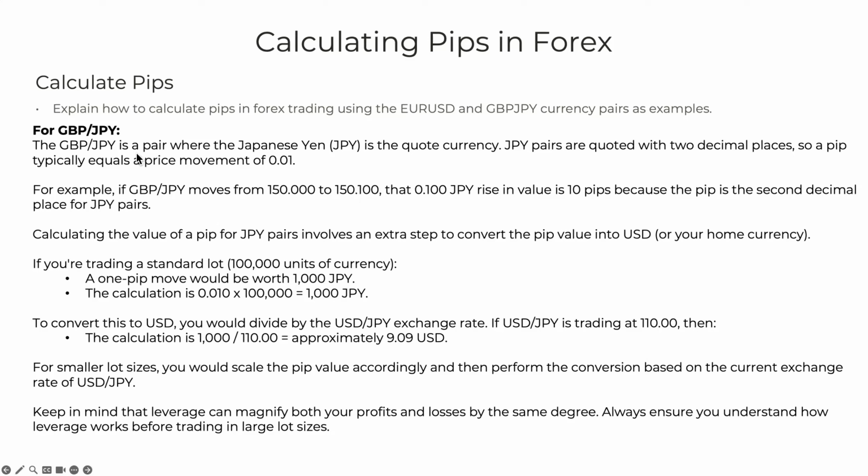And so GBP JPY is a pair where the yen is the quote currency. The JPY pairs are quoted with 2 decimal places, so a pip typically equals a price movement of 0.01. Now, there's a number behind that as well, and it typically shows that. So, for example, if GBP JPY moves from 150.000 to 150.100, that's a 0.100 rise, which is a value of 10 pips. Now, if we didn't have the 1 here and the 1 was here, this would only be a 1 pip move.